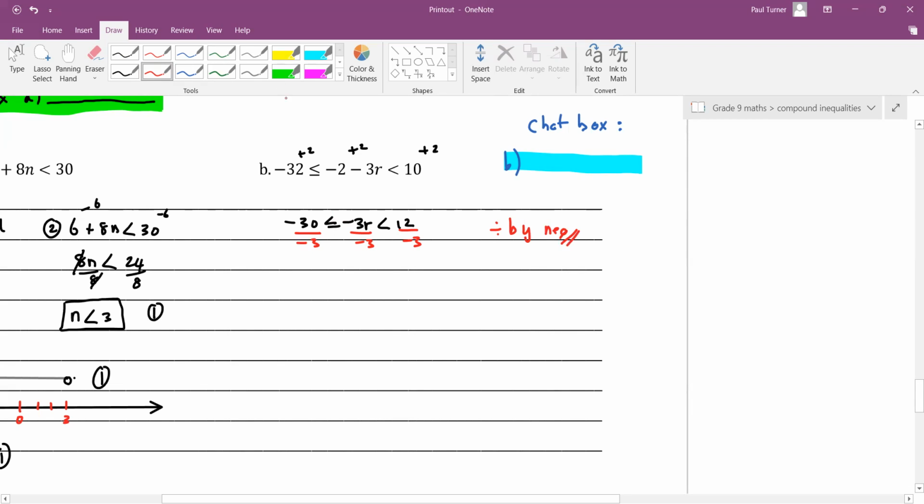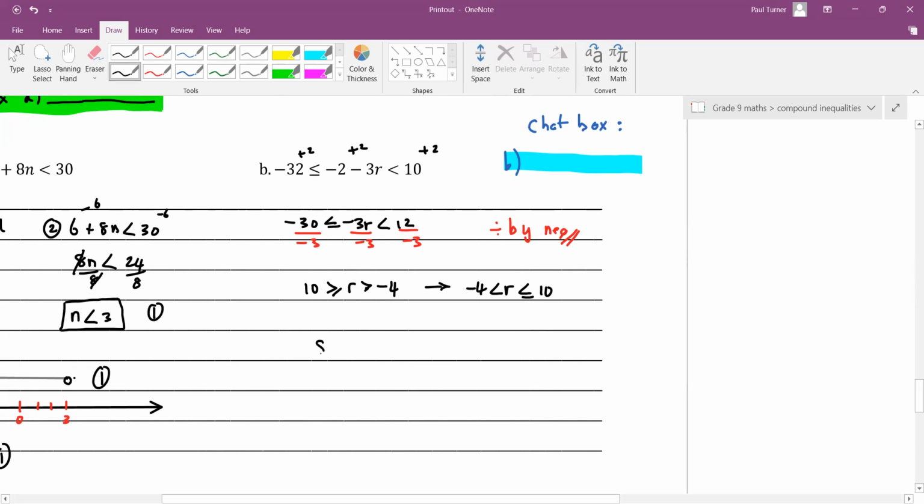So change the direction of these signs. So -30, -3 is 10. Greater than or equal to r greater than 12 on -3, -4. That's okay, but normally we will reverse this around. So if you have a question like this, we can just rewrite it as -4 less than r less than or equal to 10.